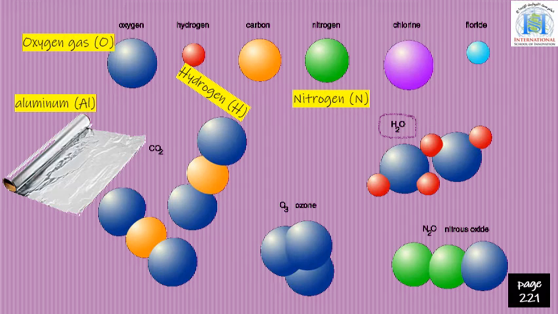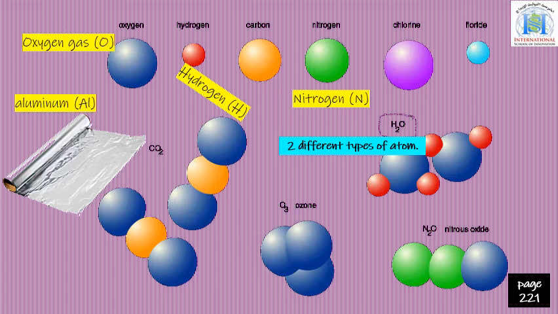Look at the H2O molecule. Is it an element or compound? Compound, good job, dear. Since it's not made of one kind of atom, it has in it hydrogen and oxygen, so it's not an element. It has two different types of atom.